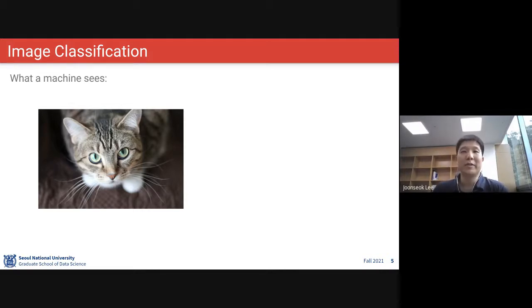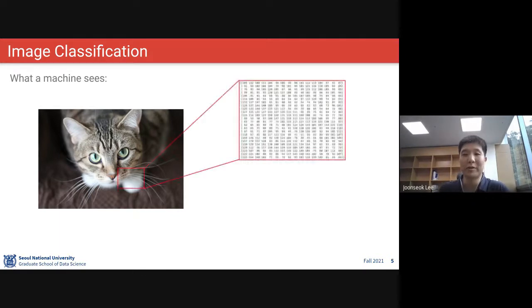As we discussed in the last lecture, what a machine sees is not a cat like this actually. For machines, this is just a matrix of numbers, right? Do you remember that? We usually represent an image with RGB code. So each pixel is represented with three numbers, which are integers from 0 to 255. And this image is just a two-dimensional matrix of those pixel values, which contain the RGB code. So as you remember, it's just a bunch of numbers.